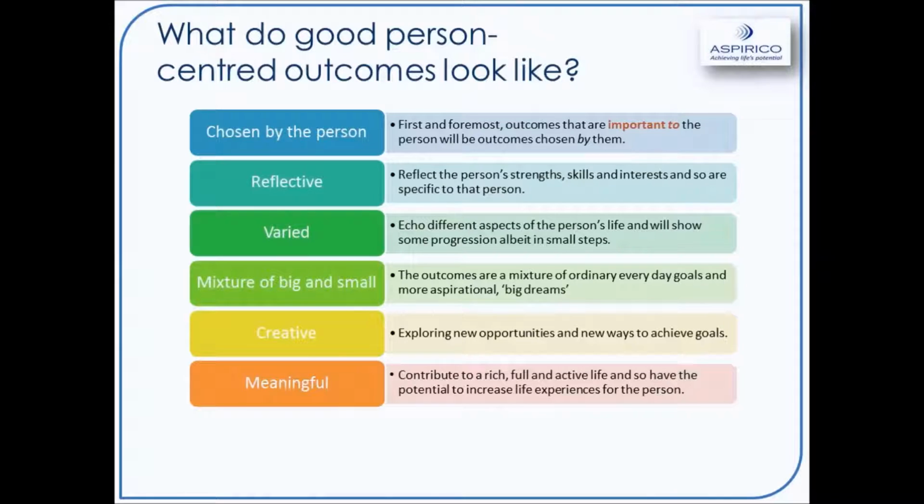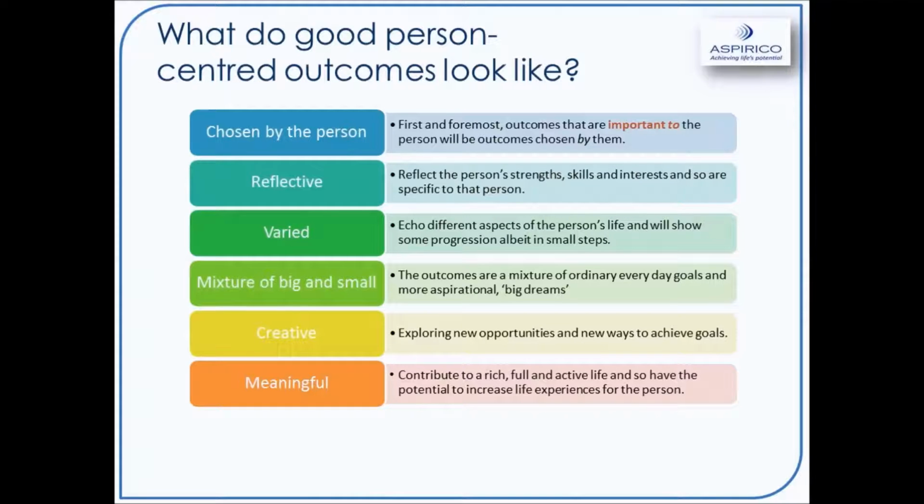Person-centred outcomes are varied. They echo different aspects of the person's life and show some kind of progression, at least in small steps. So truly person-centred outcomes will not be repeated over and over, unless of course the person wants to. You will see some progression from the types of outcomes someone was achieving, say, last year to this. They're also a mixture of big and small, of ordinary everyday goals and aspirational big dreams. So for example, Cindy again might be planning her birthday tea party, but at the same time she might also be planning to enrol for the art class at the local college and planning her big dream to visit Gracelands in the US next year.